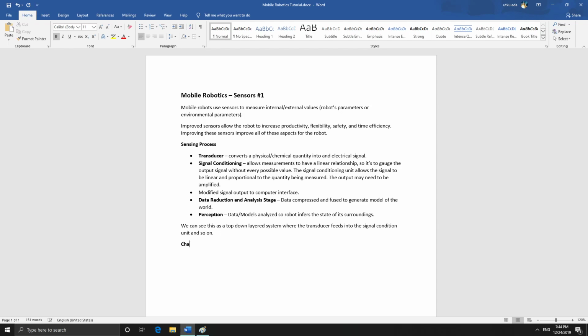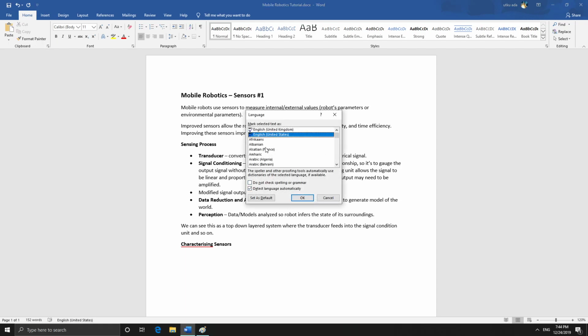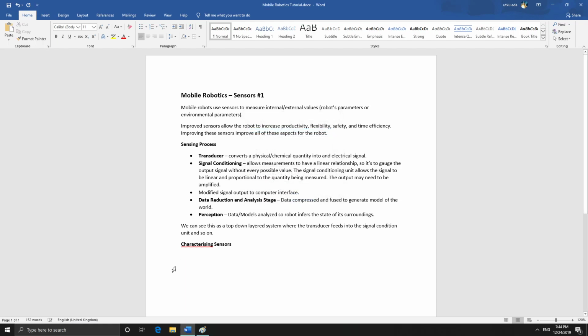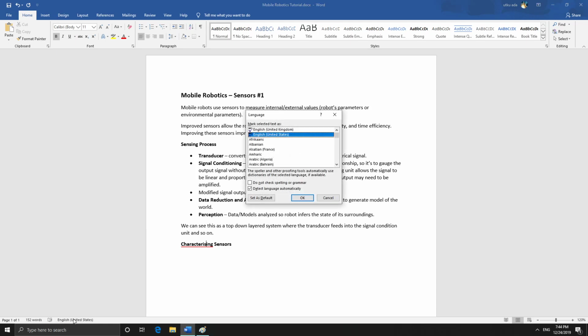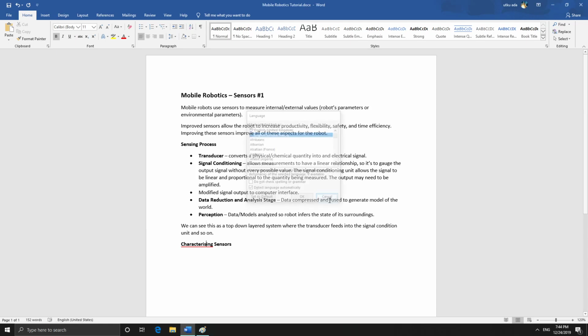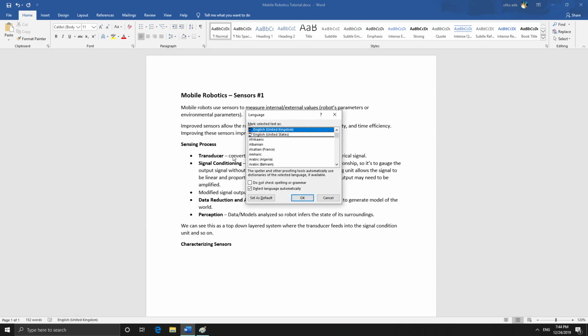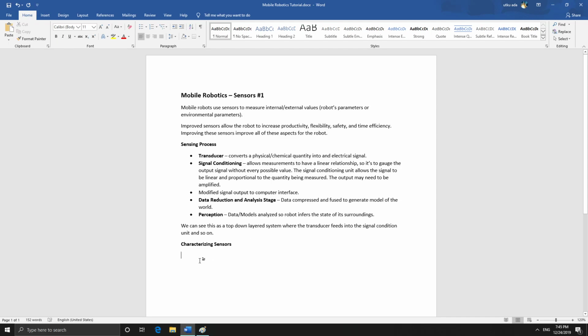So how can we characterize sensors? We know that, to start with, let me real quick make this English United Kingdom. Right, well, I'll take care of that later. Hopefully next time I'll have Word on English United Kingdom by default. I did before, but for some reason it's defaulted back to United States.